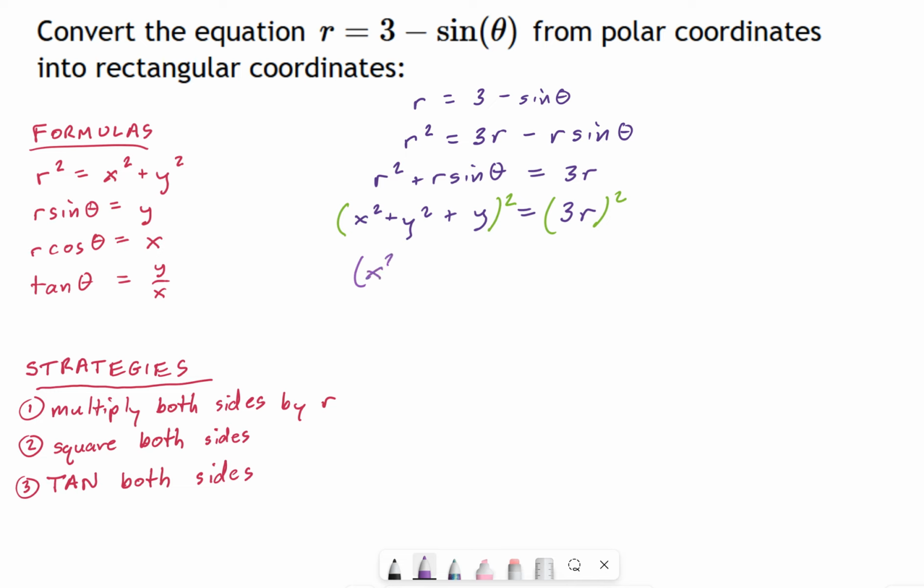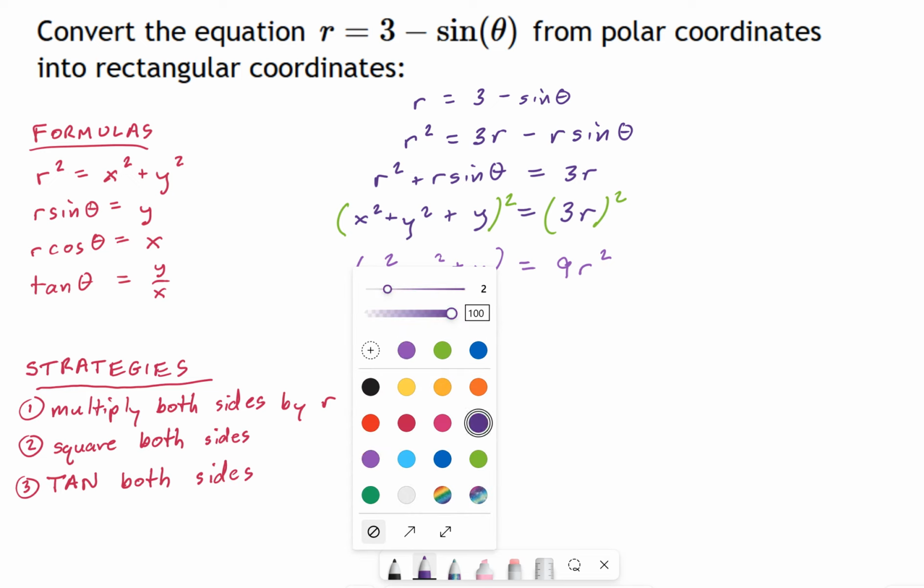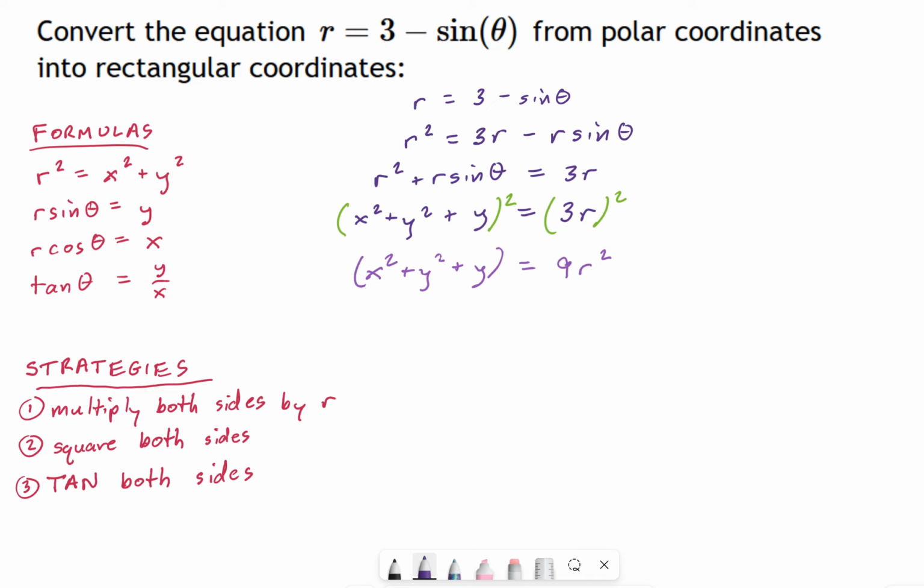I am not going to FOIL out all this stuff here. Okay, I really don't feel like foiling that out. But the one on the right is pretty simple, so I'll say that's 9r squared. And we see there's an r squared over here. That's really great. So I can turn that r squared on the right into something that I'm a little more comfortable with. So I'm going to leave this thing on the left unfoiled, right? We're just going to leave that there. This problem didn't say anything about simplifying. And this thing on the right is just going to be 9 times x squared plus y squared. And that's it. That's my answer.